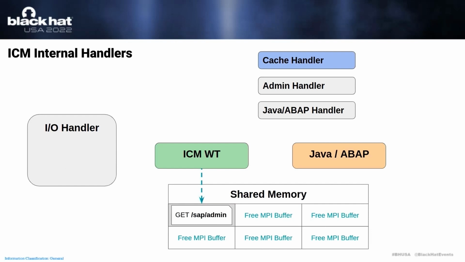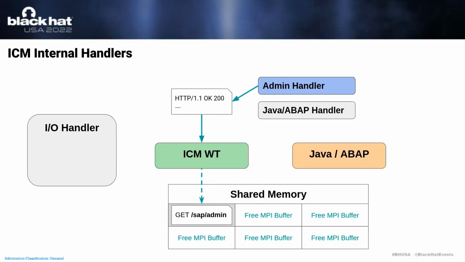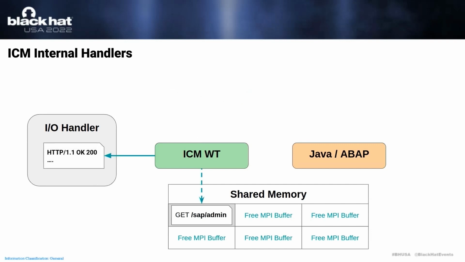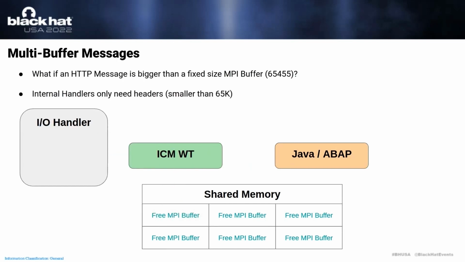Now, it will call the cache handler, and in this case, let's say it fails. So now the admin handler will be called, and again, let's say it's able to resolve the request. So it will generate a response. It will not place it in the shared memory because it's not necessary to do it. The other handlers will be deleted, and the response will be forwarded to the client. Finally, again, the MPI buffer will be freed, and the request-response cycle will be completed.